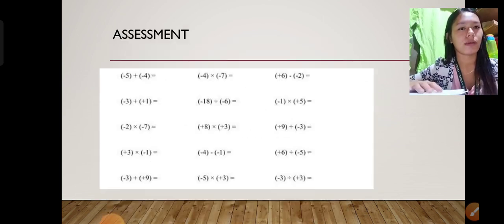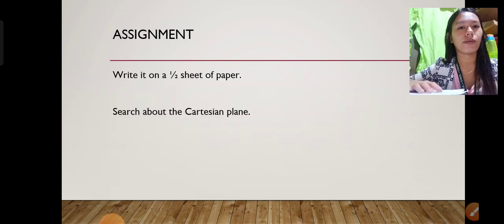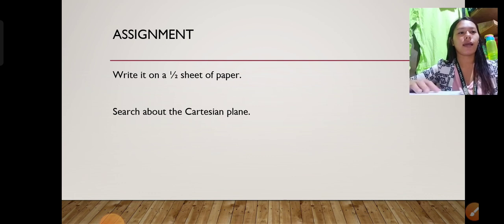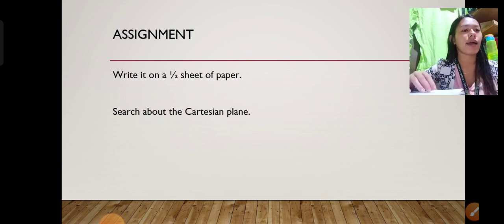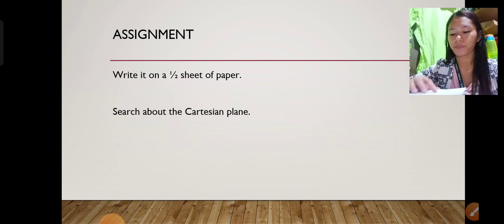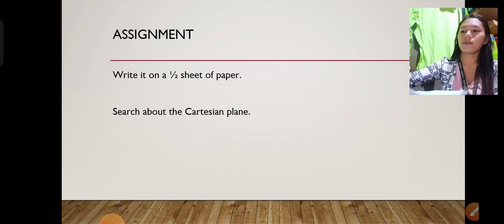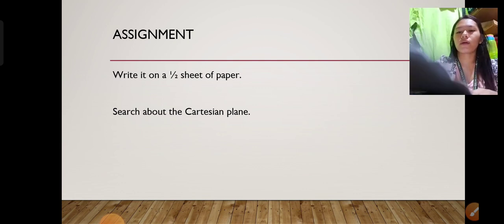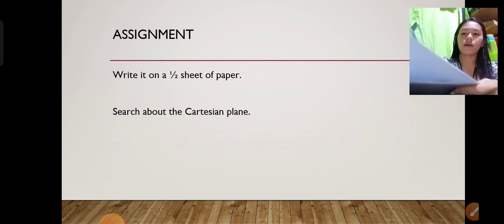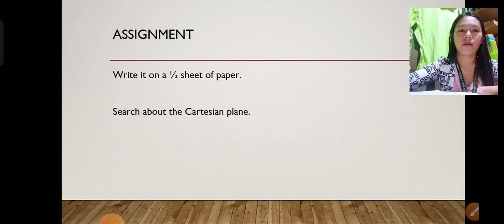Okay. So, let's proceed to our assignment. Pass it tomorrow. Write it on a 1/2 sheet of paper. Search about the Cartesian plane. So, the Cartesian plane is our next topic for tomorrow. Okay? It is worth 20 points. Pass your assignment tomorrow, and I'll give you 20 points, okay? So, we're done. I hope you learned something new on our topic for today, okay?